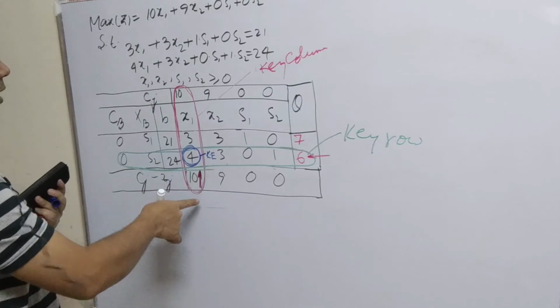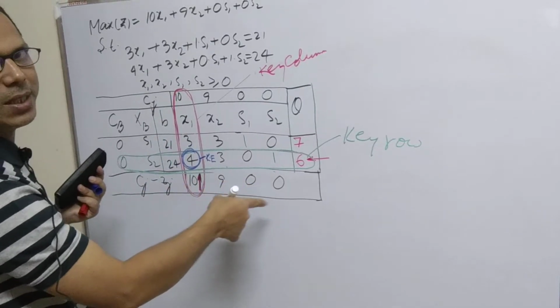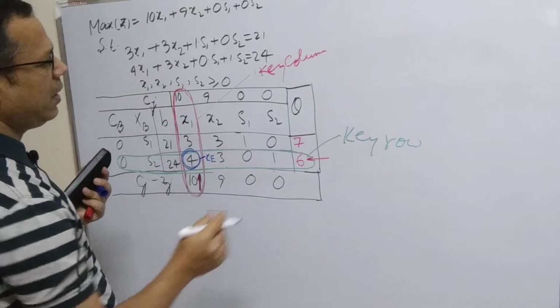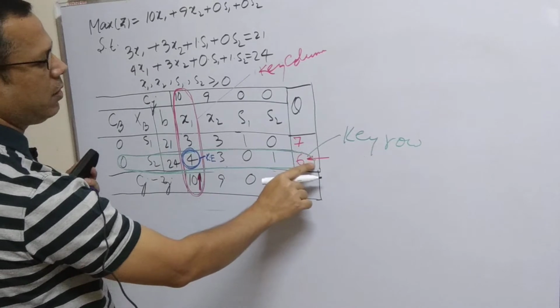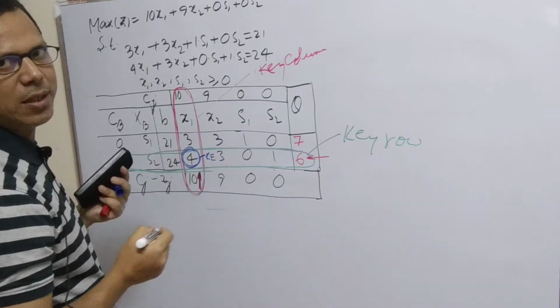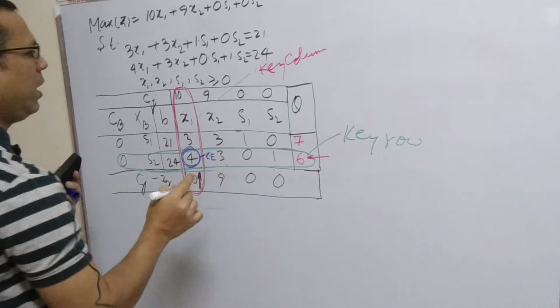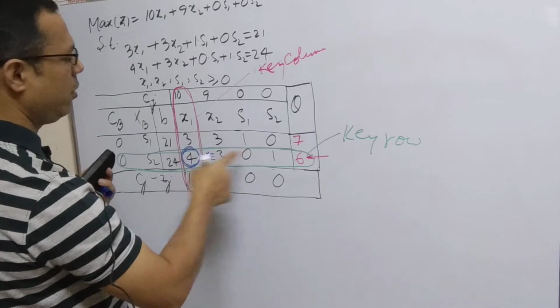So how to find the key column? To find the key column, we go to the largest positive value of Cj minus Zj and mark the arrow upside. And to find the key row, we find the least positive value of these ratios. So this is called the minimum ratio. So the key row and key column give you the key element.